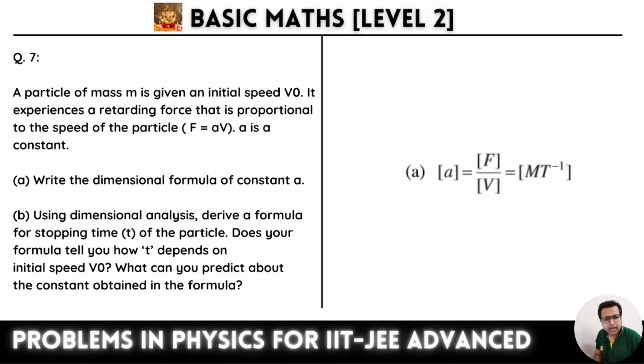I hope you are done with the solution. Now let's look into it. It is given in the problem F is equal to a v. So a will become F upon v. What is the dimension of F? You already know F is mass into acceleration, so M L T minus 2. And what is v? v is displacement upon time, so L T minus 1. After all the cancelling, you get the dimension. So the dimension we have calculated.